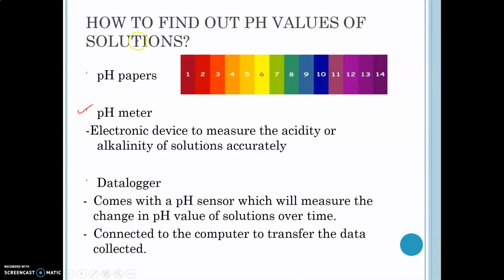So there are different pH tools that we can use. There are the pH papers, which are strips. When you put them in the solutions, they give you a color, and then you can compare the color with the pH paper chart to identify if it's acid or base, weak or strong. And there is the pH meter. It's more accurate because it gives you the number, and then you can tell if it's strong or weak.